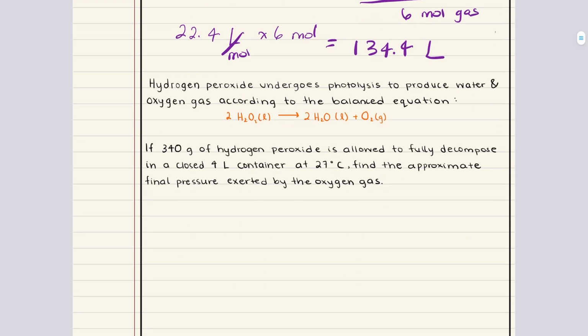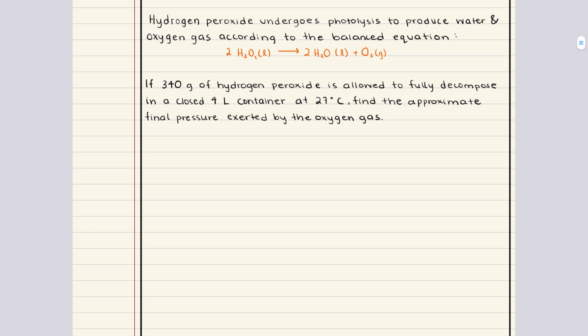Now we can move into our second problem. Our second problem reads, hydrogen peroxide undergoes photolysis to produce water and oxygen gas according to the balanced equation. If 340 grams of hydrogen peroxide is allowed to fully decompose in a closed 4-liter container at 27 degrees Celsius, find the appropriate final pressure exerted by the oxygen gas.